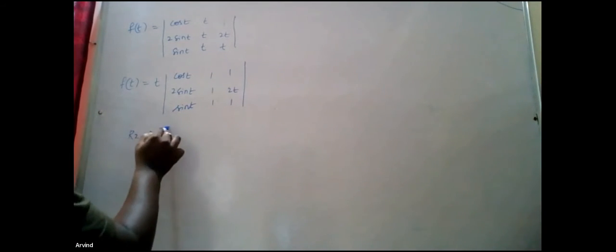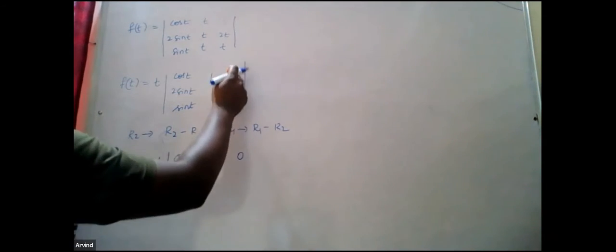Next, what can we do? Row 2 minus row 1. Row 2 minus row 3, sir. Row 2 minus row 3. Okay, we can do that. R2 will become R2 minus R3. Along with that, let's also do R1 as R1 minus R2.